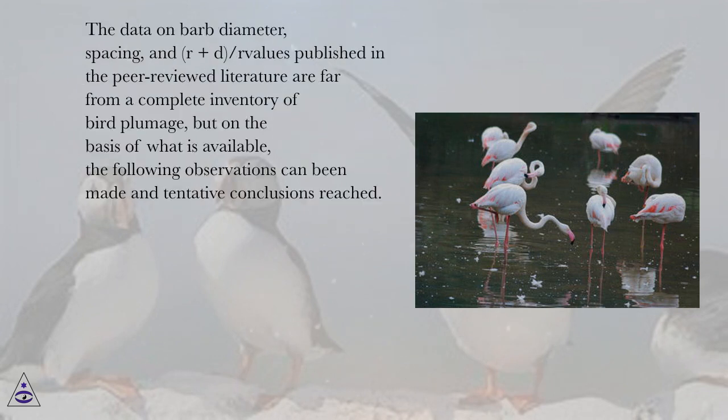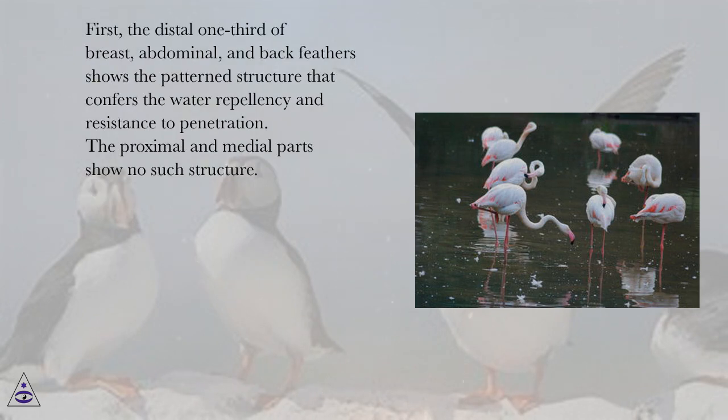The data on barb diameter, spacing, and (R + D)/R values published in the peer-reviewed literature are far from a complete inventory of bird plumage, but on the basis of what is available, the following observations can be made and tentative conclusions reached. First, the distal one-third of breast, abdominal, and back feathers shows the pattern structure that confers the water repellency and resistance to penetration. The proximal and medial parts show no such structure.